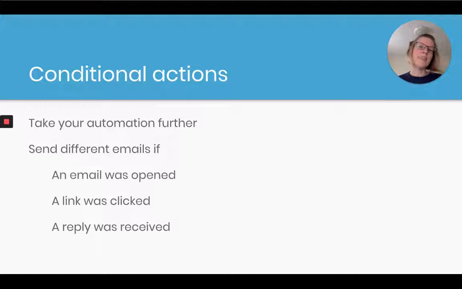But again, this is like a tiered process. So at the very beginning, I said you should probably be collecting email addresses and sending a couple emails first. Then you can really dig into these automations. Then you can work on some of these conditional actions. So you just think about that.